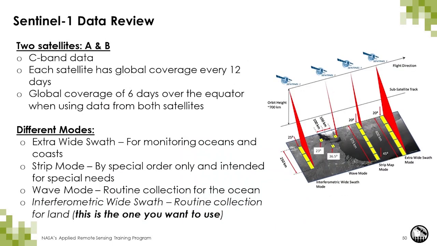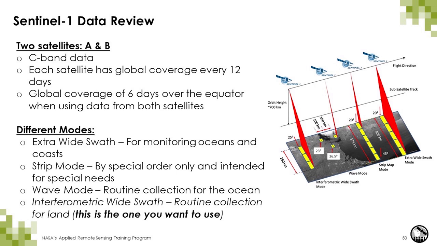We'll be using Sentinel-1 data. Sentinel-1 is a satellite from the European Space Agency. It operates at C-band and it has global coverage every 12 days. There are actually two satellites, A and B, and between the two of them, you have coverage every 6 days over the equator. However, acquisitions with both satellites are primarily focused over Europe. For the rest of the world, there is acquisition over some places, but usually it's just with one of the satellites.